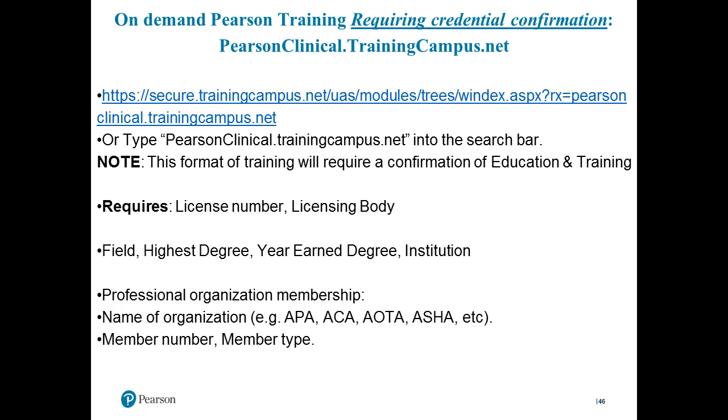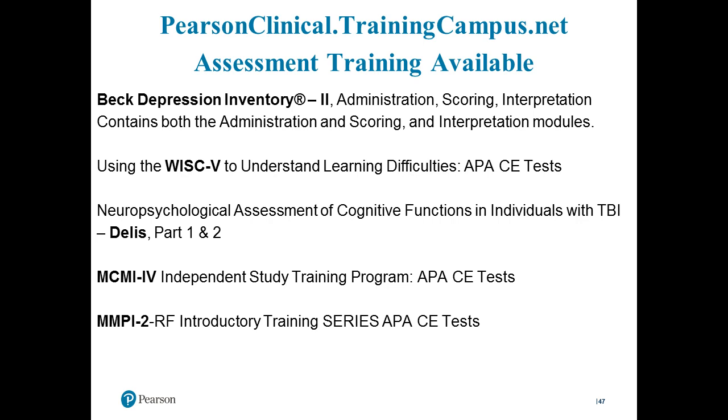So in terms of pearsonclinical.trainingcampus.net, you can go here and look at some of the training that's available. This way of training requires that you submit your education and training, which then gets confirmed. So you're going to need your license number, your degree, et cetera, to be able to access that kind of training. Here are some examples of the training available through that method: Beck Depression Inventory, Risk-V, and you see the title of that particular training segment, and some others here.